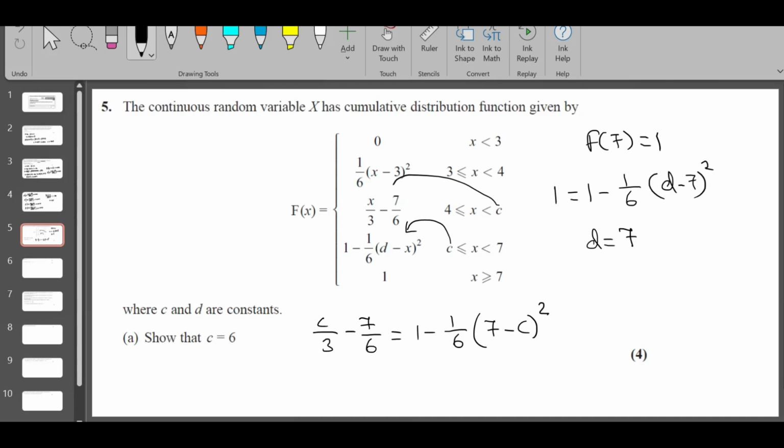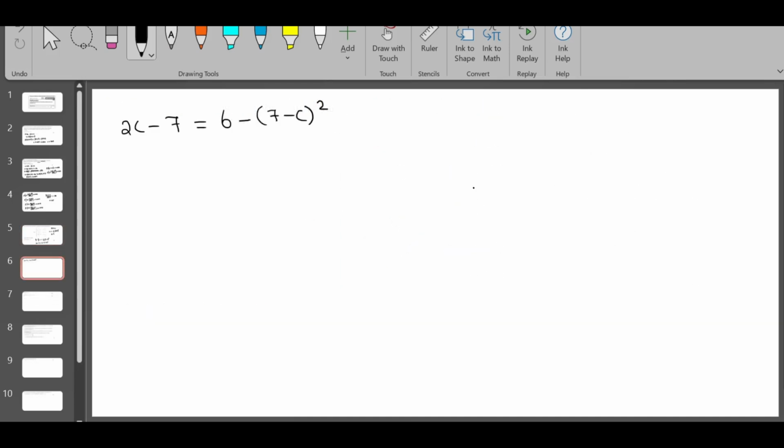And then make C the subject. So I'm going to multiply throughout by 6. So 2C minus 7 is 6 minus (d minus C) whole square. Okay, I have put the equation here, open the bracket. 2C minus 7 is equal to 6 minus (a square minus 2ab plus b square), so 6 minus d square plus 2dc minus c square, with d being 7.